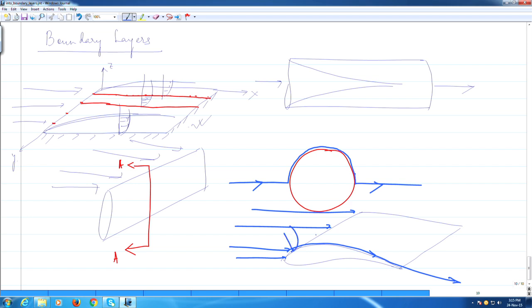So you could draw velocity profiles in this fashion, in this way. So these are the velocity profiles you could draw, and again here too you could draw velocity profiles. Okay, so basically, these are boundary layers.